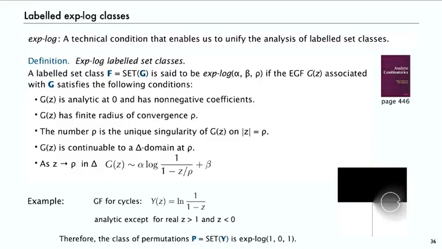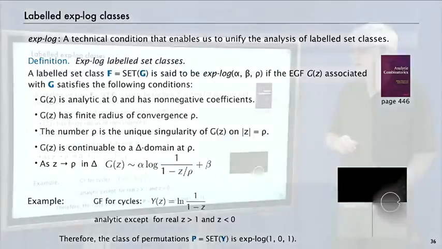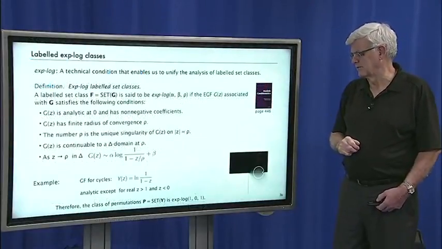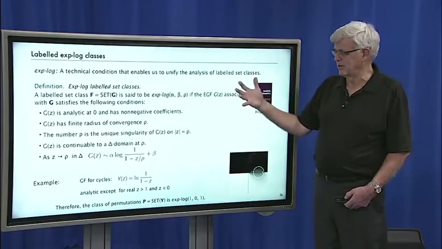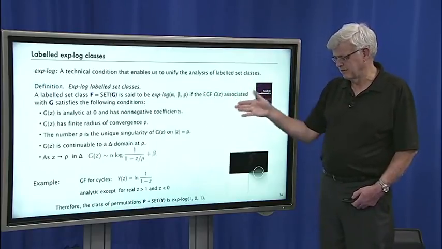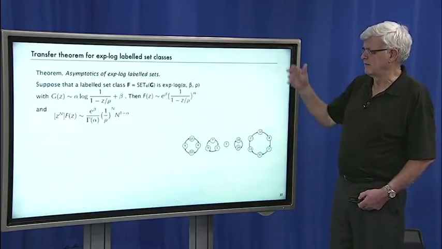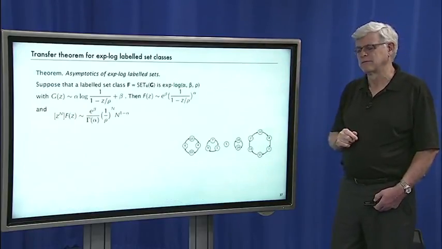And it's equal to log of 1 over 1 minus z, so that means alpha equals 1, rho equals 1, and beta equals 0. So the set of permutations, which is sets of cycles, is xlog with parameters 1, 0, 1. And that's an easy one, and then we have more complicated ones. But still, plenty of classes where if you can have a set of things that you can approximate with log, then we have a transfer theorem.